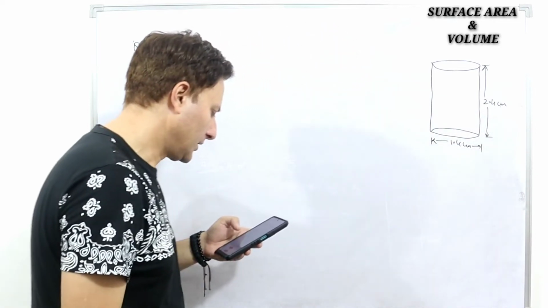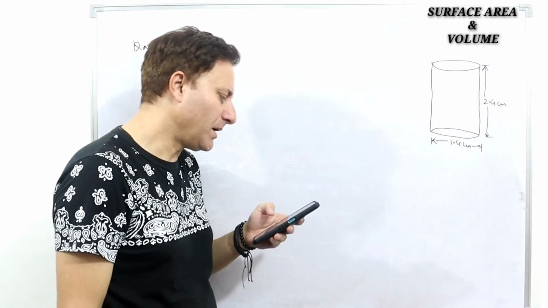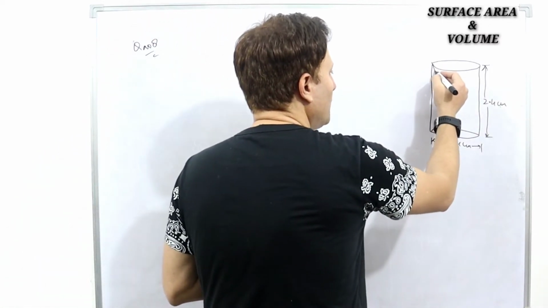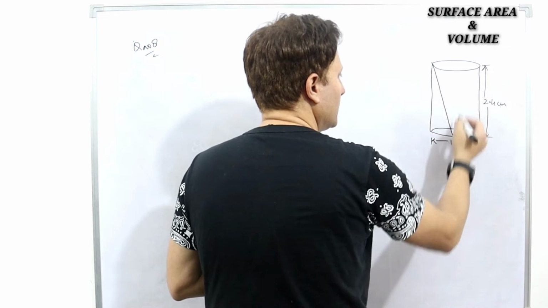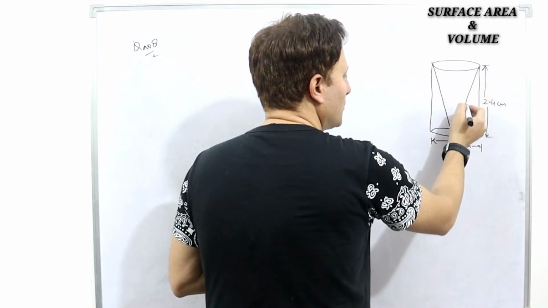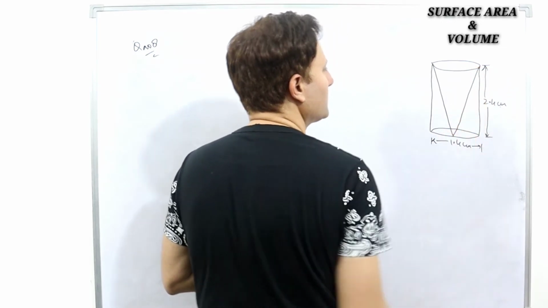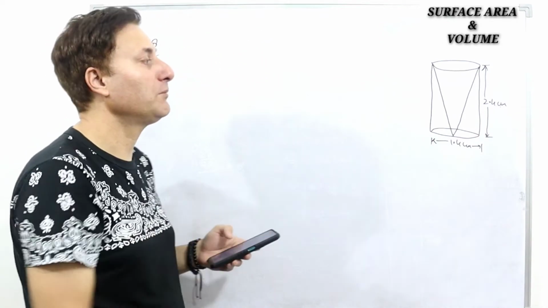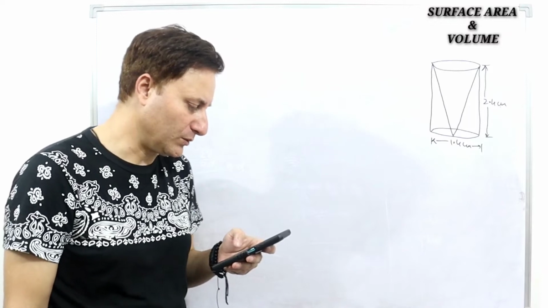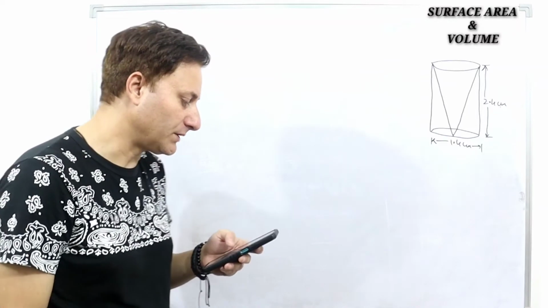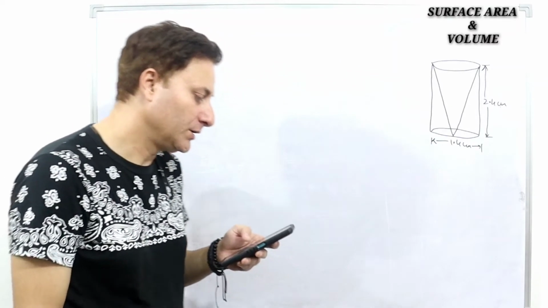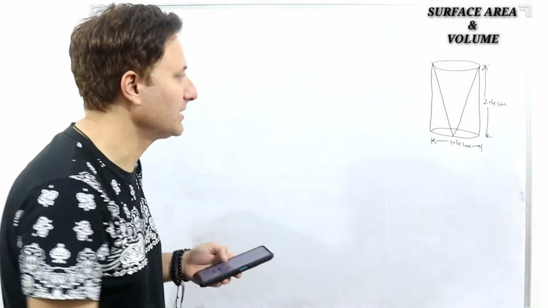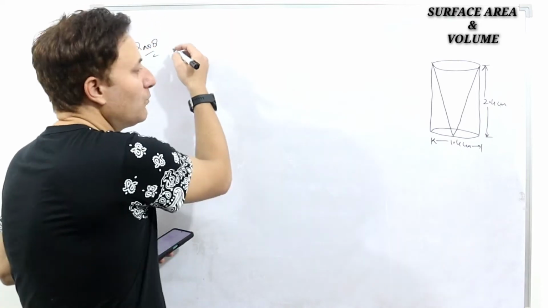Now, a conical cavity of the same height and same diameter is hollowed out. So what we are doing, we are just taking this particular cone out of this cylinder. Even the height and the diameter will be the same for the cone. Okay, that's fine. Find the total surface area of the remaining solid to the nearest centimeter square and use pi as 22/7. Okay, so let us see what is given.